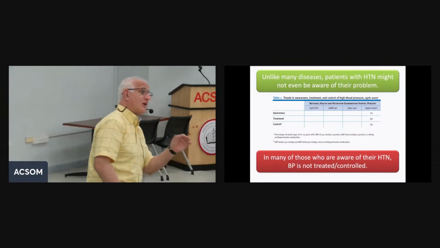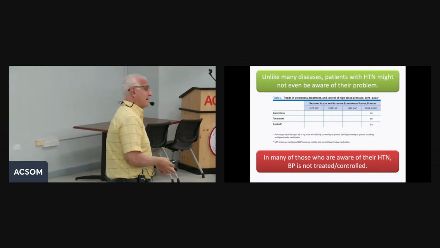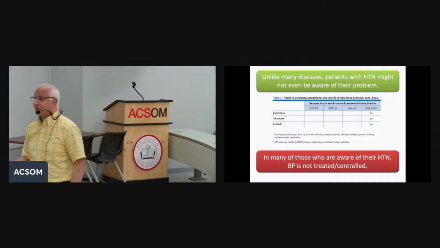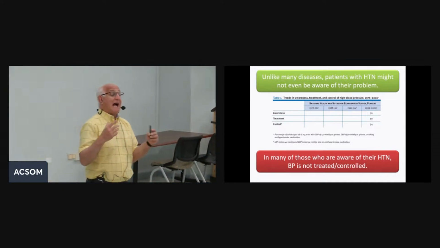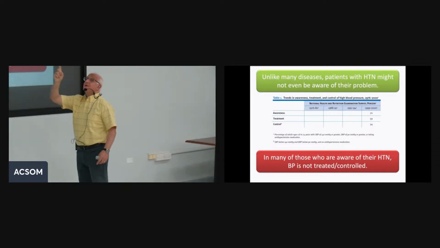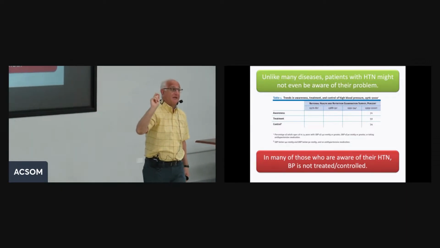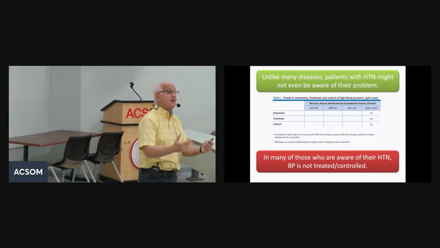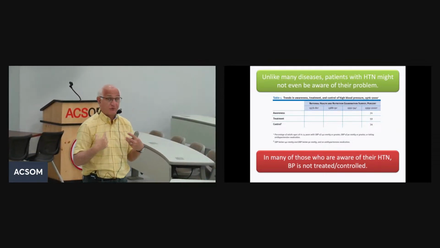Some of them that are aware do not get the treatment. Some of them that get the treatment are not even under good control. The point is that the last part is you and me. This 34% is us, because the patient has come for treatment. We have failed the patient. The patient is not well controlled despite the fact that he or she is coming to us for treatment.